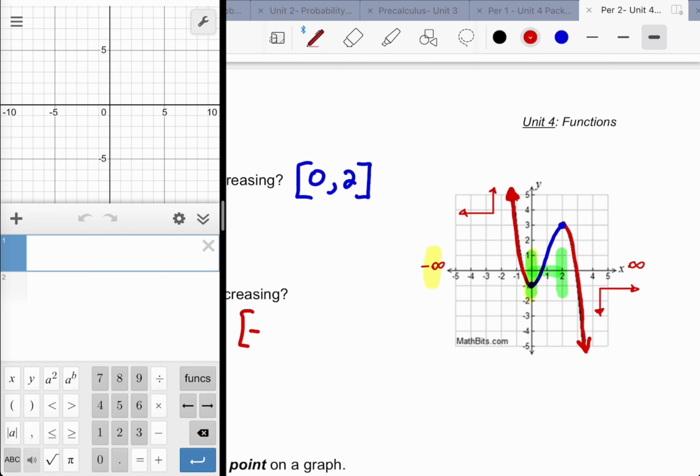Oh, bracket on negative infinity. Noob. Negative infinity, parenthesis, 0. And then going from 2, that's my second start, going to infinity. But I have two distinct intervals that need to be united to make up the set of values that represent decreasing y values for this function. So I would put a U here, U for union.